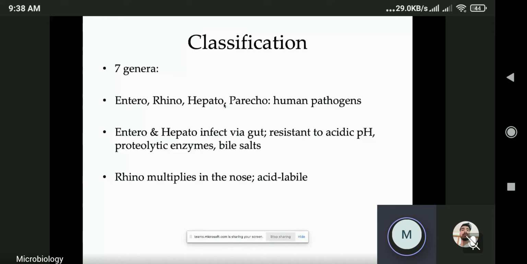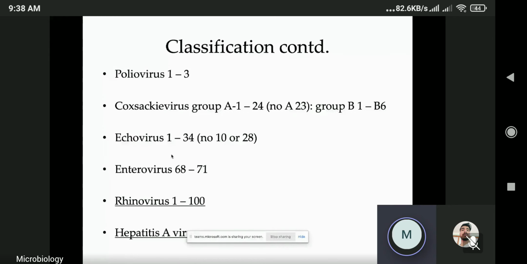Okay, and rhinovirus, which causes the common cold, multiplies in the lungs. Okay, and today we will be discussing the poliovirus. Okay, poliovirus 1 to 3, a positive-strand RNA virus group: echovirus, enterovirus, rhinovirus, hepatovirus, the hepatitis A virus. These are the viruses which come under the family Picornaviridae. Okay, and we will be focusing on the poliovirus.